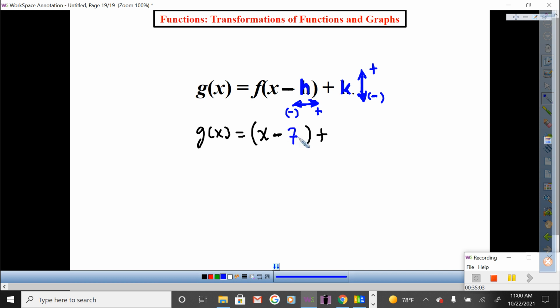If I wanted to move up, what number shall go here? 4. Okay, a positive number, yes. If I wanted to move down, what would I substitute here instead of 4? -4. If I wanted to move to the left, what would I substitute in here? But we substituted +7. -7, right? To go to the left, and this is going to transform into g of x equals x plus 7. Does that make sense?